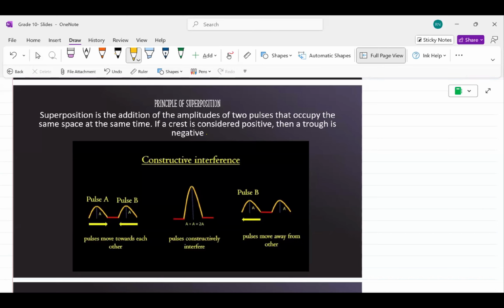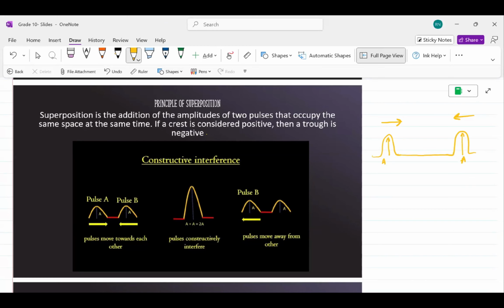I'm sure we are familiar with this: if you have 2 pulses, pulse A and pulse B. We said a pulse is just one single disturbance. So it's just 2 single disturbances, and they're not connected yet. We have pulse A moving towards the right and pulse B moving towards the left. Let's say they're part of the same rope over here. Pulse A has an amplitude of A, and pulse B has an amplitude of A as well, so they have the same amplitude. When these 2 come together, we will see an addition of their amplitude.